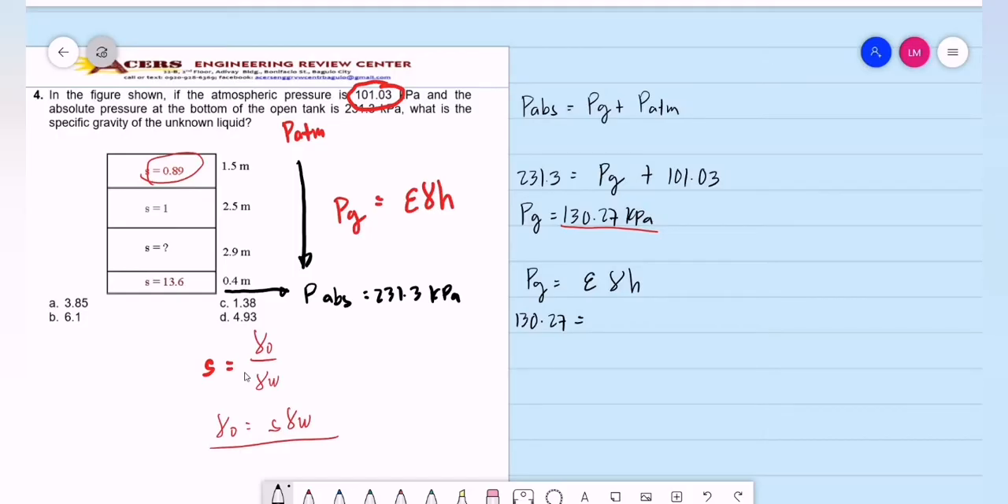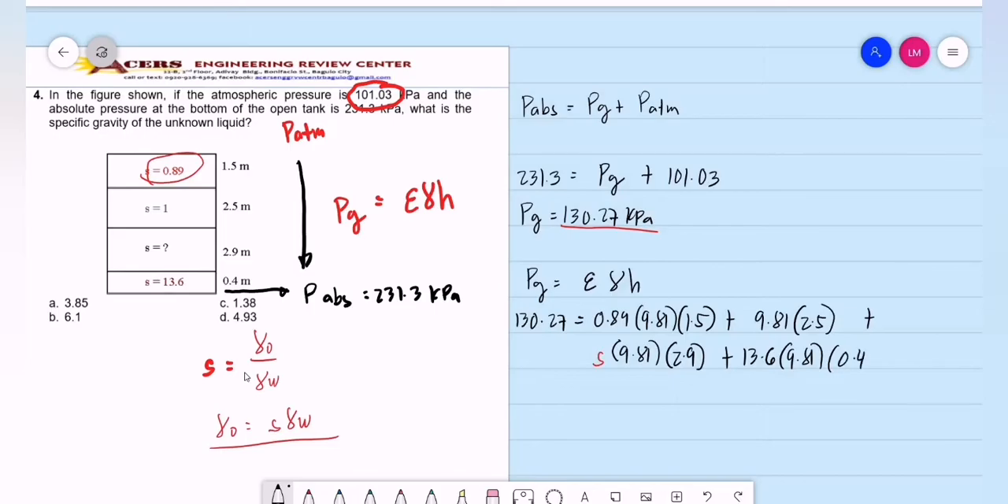130.27 equals the first layer, specific gravity 0.89 multiplied by gamma water, 9.81, its height is 1.5, plus the next layer, which is simply water. Specific gravity is equal to 1, that is 9.81, its corresponding height is 2.5 meters. Then plus the unknown liquid, its specific gravity S multiplied by gamma water, 9.81, its height is 2.9 meters. Then plus the last layer, 13.6, that is mercury, times 9.81, its height is 0.4.